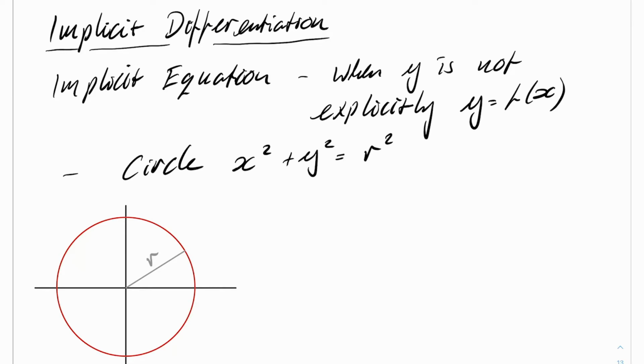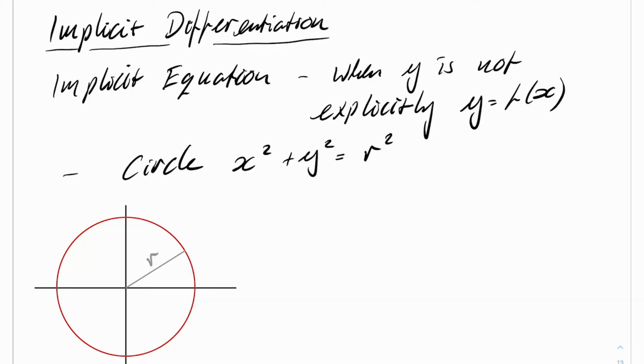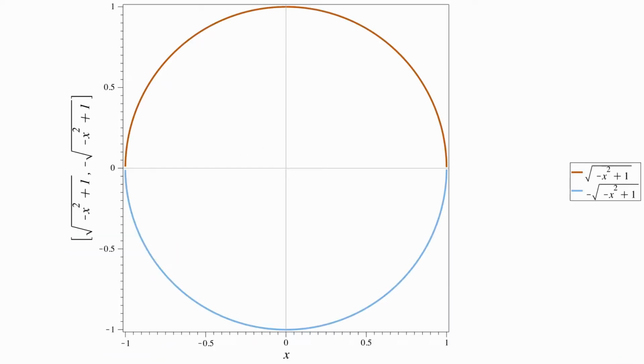r squared. In order to write this curve in terms of functions, we need to write a separate function for the top half and for the bottom half. That is, for the top half, we need to write y1, while for the bottom half, we take the other route when solving for y. Those two functions produce a curve which is a circle, x squared plus y squared equals r squared. This is an example of an implicit equation.